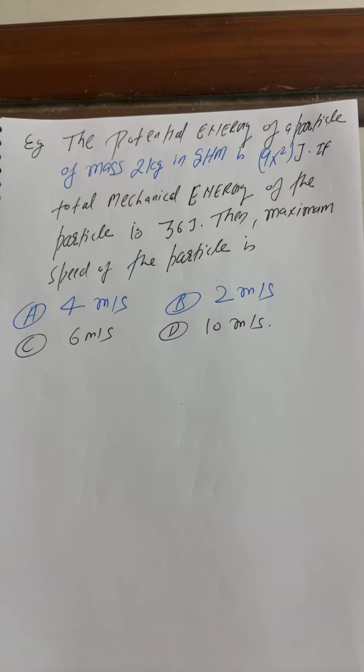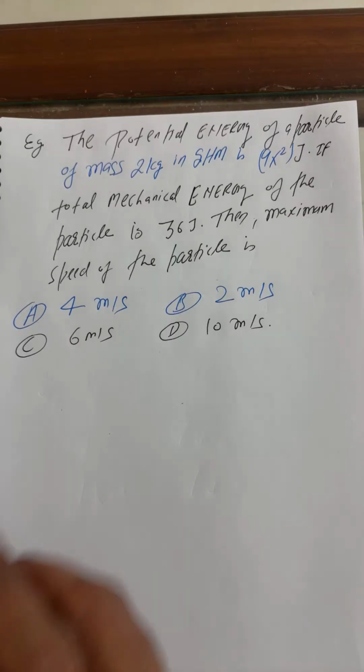If the total mechanical energy of the particle is 36 joule, then what is the maximum speed of the particle? So we wish to find the maximum speed here. The particle is at mean position, right? So the maximum velocity equals A omega. But in the question, the mechanical energy is mentioned as 36 joule. I hope all of you remember the particle is at mean position.